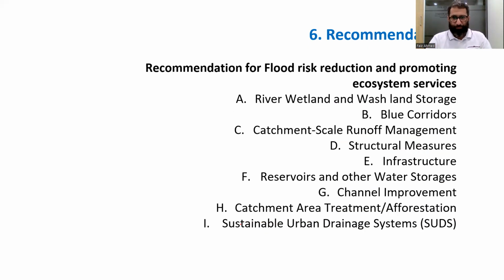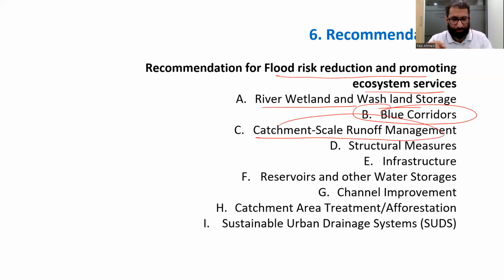Further, specific to the region, we have come out with some flood risk reduction measures promoting ecosystem services, which include river, wetland, and washland storage in the region, how we can use the blue corridors effectively, and catchment-scale runoff management. How do we do that? And a little bit of discussion on some specific structural measures at different locations that are mapped as part of the output that the region can adopt. Also on the improvement of channels so that the intensity is controlled, and on the sustainable urban drainage systems that the region can adopt.